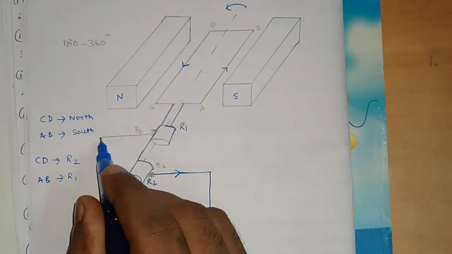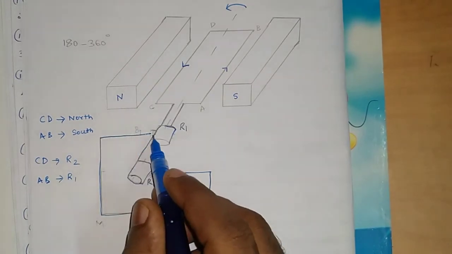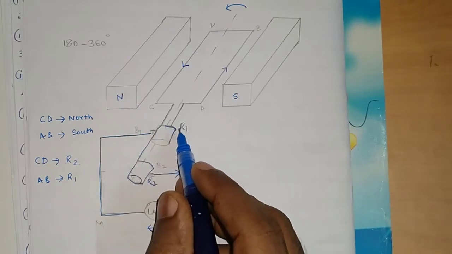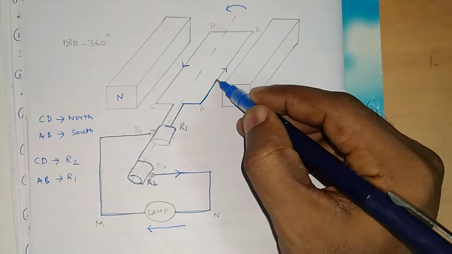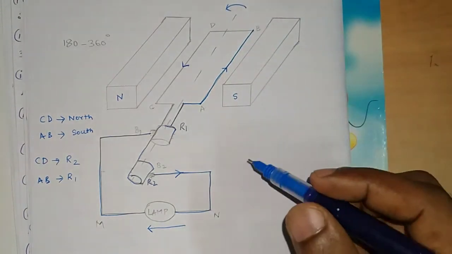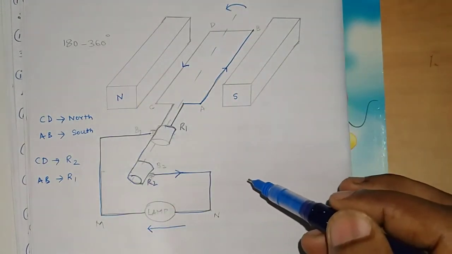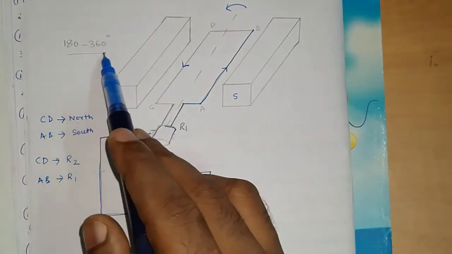From here the current will flow and it will reach brush B1. Brush B1 is placed on the slip ring R1, and R1 is connected to conductor AB. So the current will flow from A to B. So this is the way how the current will flow in this 180 to 360 degree rotation.